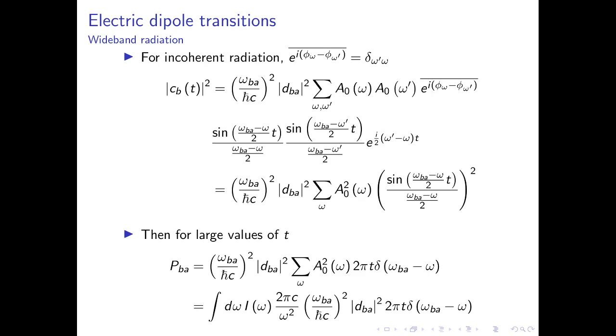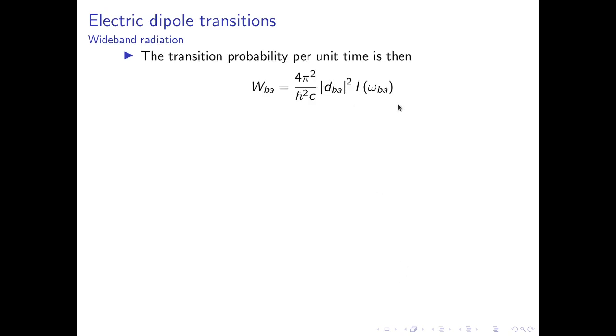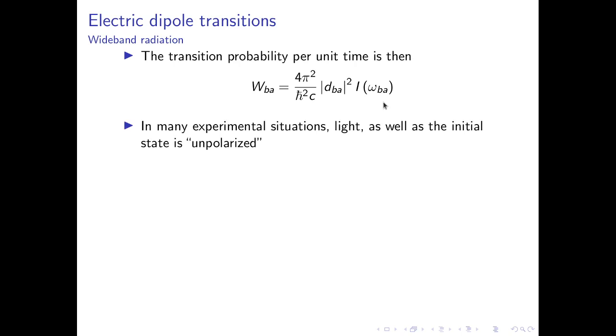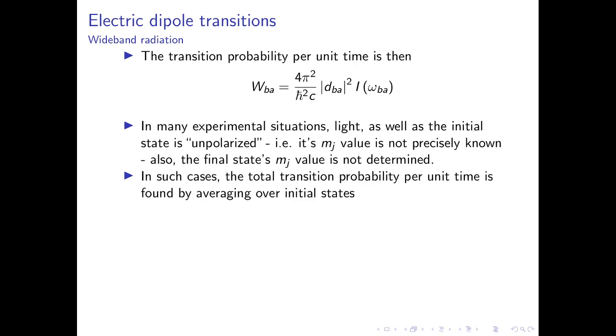But at least within the first order approximation, what we can easily do is divide this P_BA by t, the time, and figure out what is the transition probability per unit time, and that works out to be W_BA given by this expression. Now, in many experimental situations, the light as well as the initial atomic state is unpolarized. That is, we do not really know which one of the possible m_j values, there are 2j plus 1 of them of course, it is in. Also the final state's m_j values may not be determined by the experiment. In such cases, we don't really talk about this as a transition probability. This is for transition probability for a given initial state to a given final state.